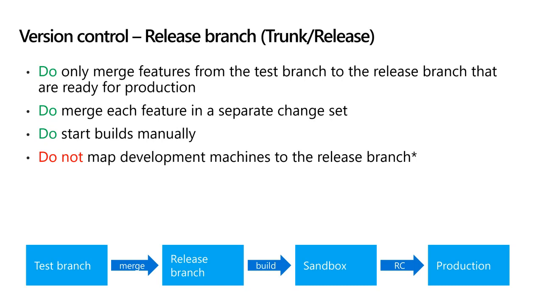The release branch is a similar pattern to the test branch. You merge features from the test branch that have passed validation into the release branch. You merge each feature in a separate change set, and you start the builds manually. And then you can install them on the sandbox to retest that specific package. And if it passes, you can mark it as a release candidate and install it in production.